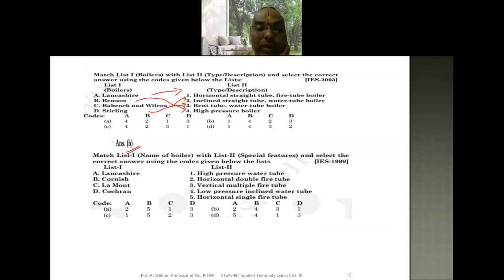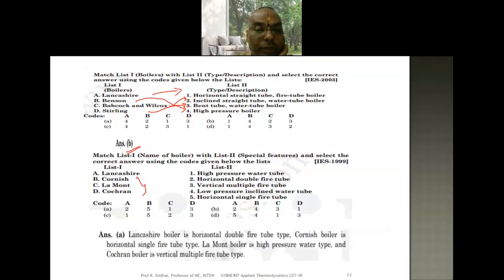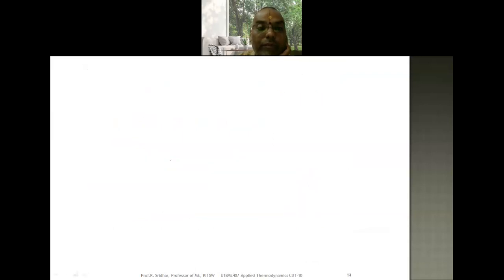And here also it is the same thing, a match the following. It has the Lancashire boiler, Cornish boiler, Lamont boiler, and Cochrane boiler. Only the Lancashire boiler is the common one, but here he has given 3 different boilers. Similarly here also you can use the same concept, and the answer is A. The Lancashire boiler is a horizontally fired boiler, a double fire tube boiler. The Cornish boiler is a horizontal single tube boiler. The Lamont boiler is a high pressure boiler. The Cochrane boiler is a vertical multiple fire tube boiler. So the answer will be A.